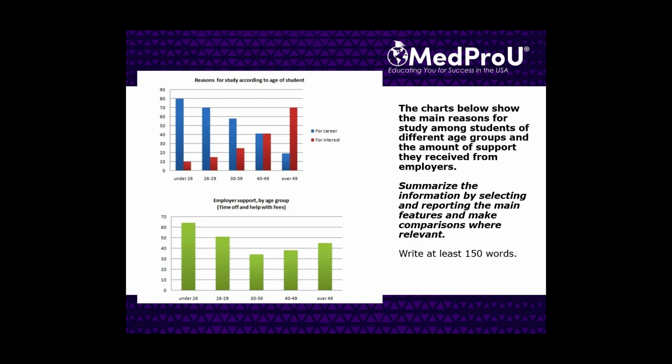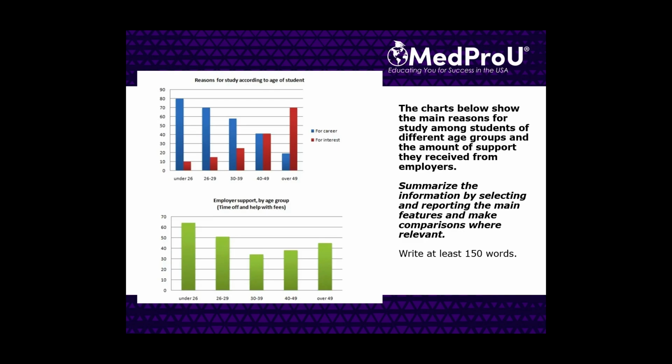Okay, the charts illustrate, without the S, major reasons for learning in different age groups and the fund they receive from employers. Correct. Cynthia, the charts illustrate the main reasons for learning among different age groups and the level of support from employers. Right. The bar graphs illustrate the main basis why students study among different age groups. Correct. That's correct, Peterson.